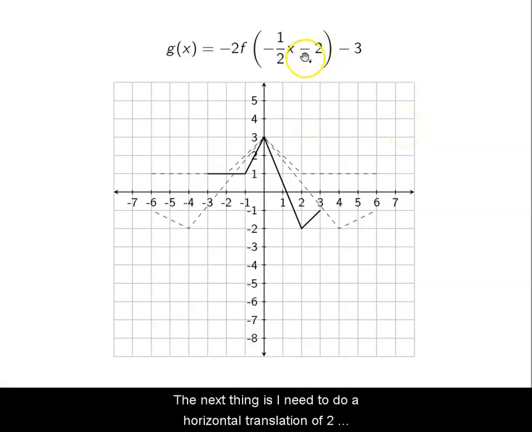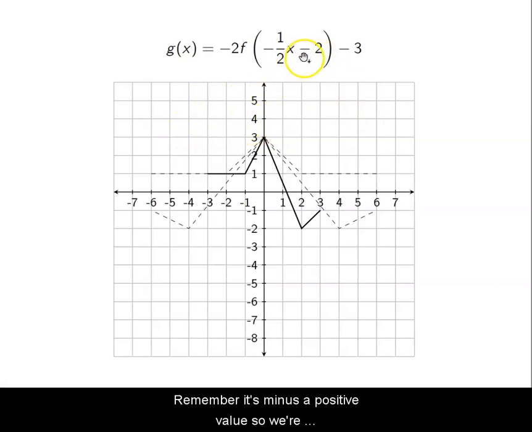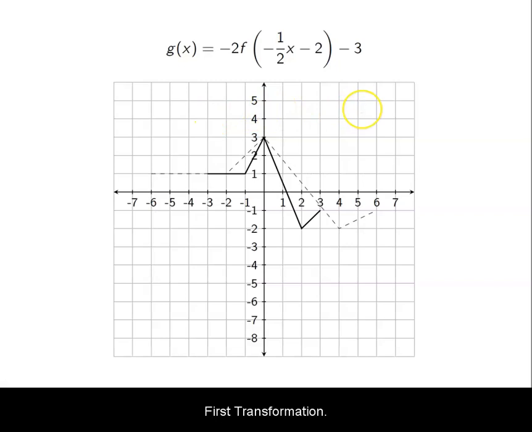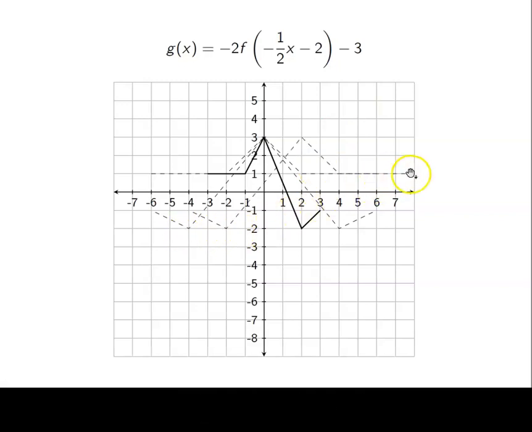The next thing is I need to do a horizontal translation of 2 units to the right. Again, it looks like a -2. You would think we move it this way, but remember, it's minus a positive value, so we're moving it this way. Okay, so first transformation, flip it around the y-axis, and then translate it 2 units. So this one will be at -2. This end right here will be at the 8. Okay, so I was here, flipped it around the y-axis, and then I moved it over 2 units.